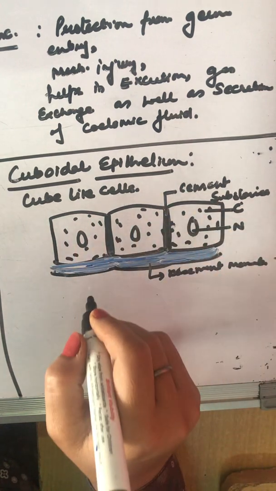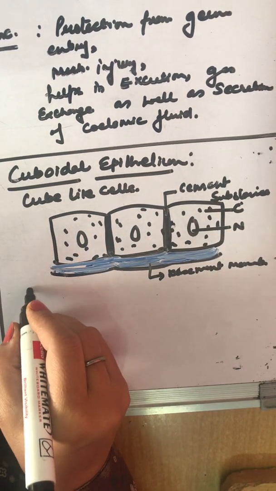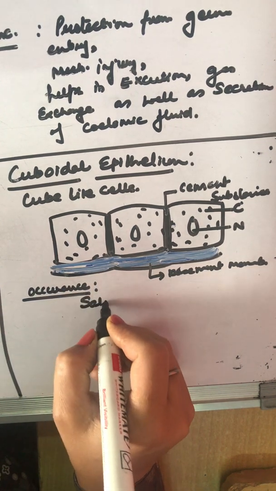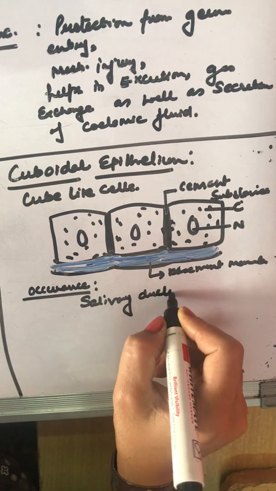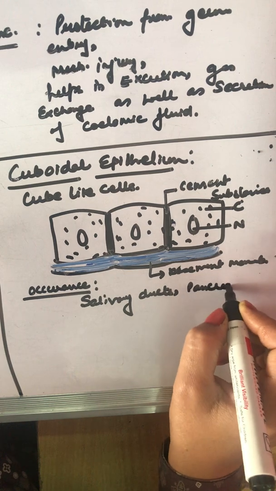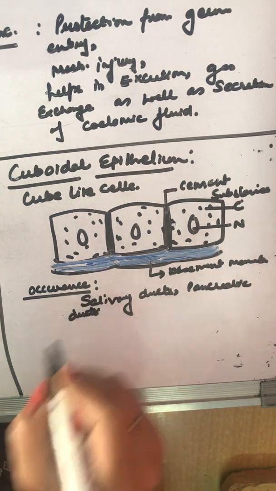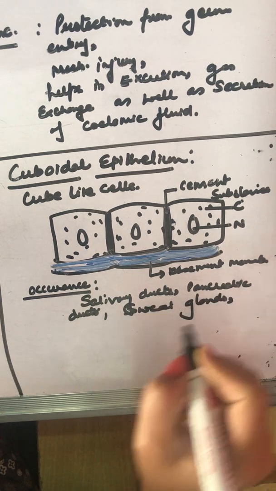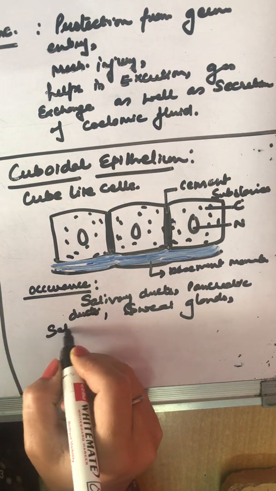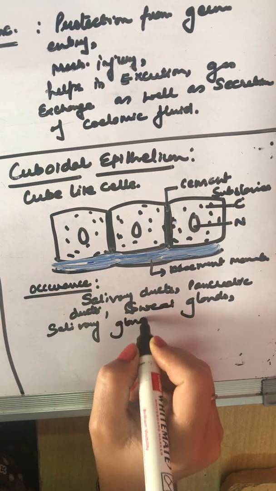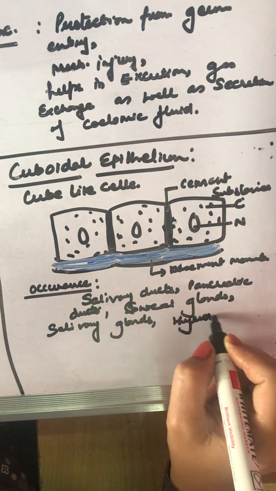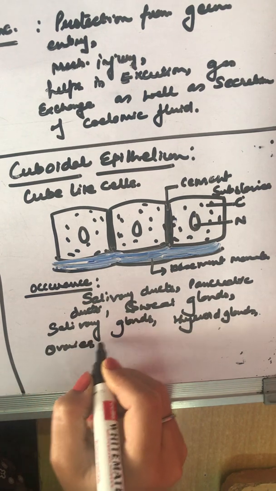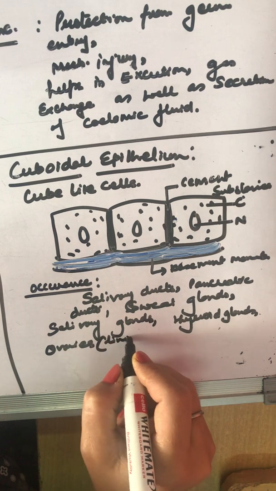Where does this kind of cell occur? Where is this tissue present? Its occurrence is mainly in the salivary ducts, which secrete saliva, pancreatic ducts, then sweat glands, then salivary glands, thyroid glands, in the ovaries, lining of the ovaries, that is the lining or the covering.